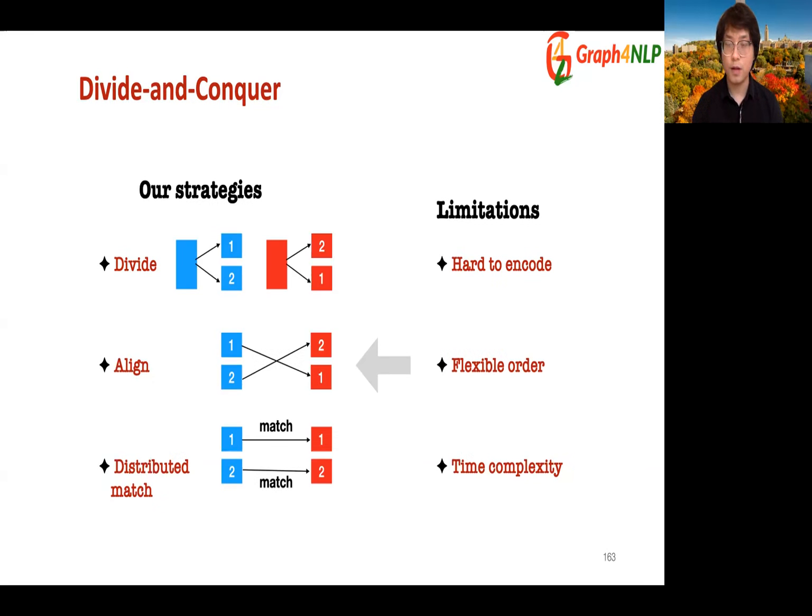In this way, we can more easily encode the information of long documents. We can handle the flexible order of the sentences or paragraphs, and we can reduce the time complexity by this divide and conquer strategy, because we can perform distributed matching here.